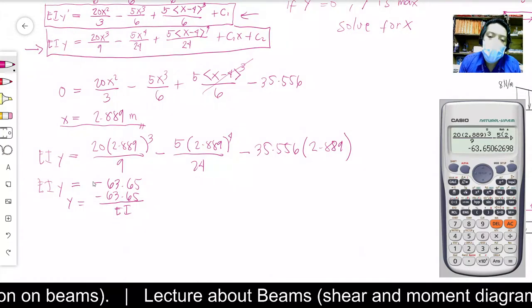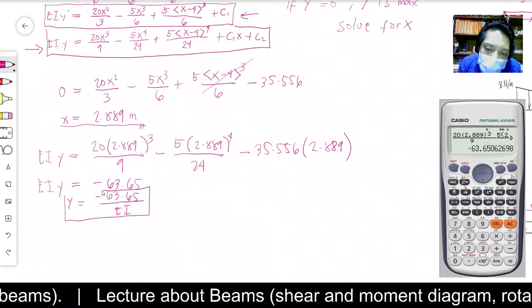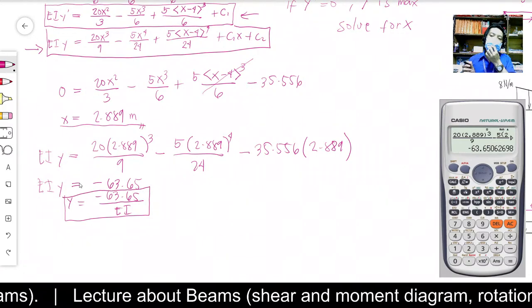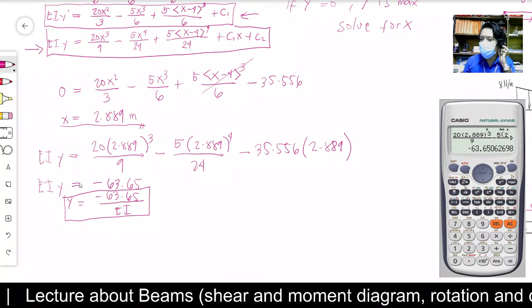So this is the maximum deflection. This is your maximum deflection, y, negative 63.65 over EI.